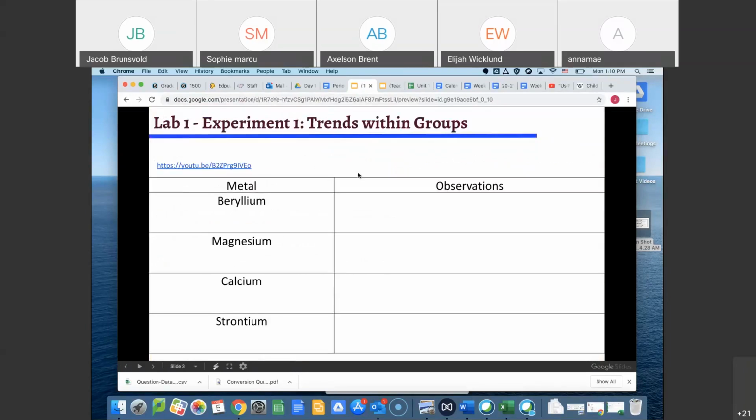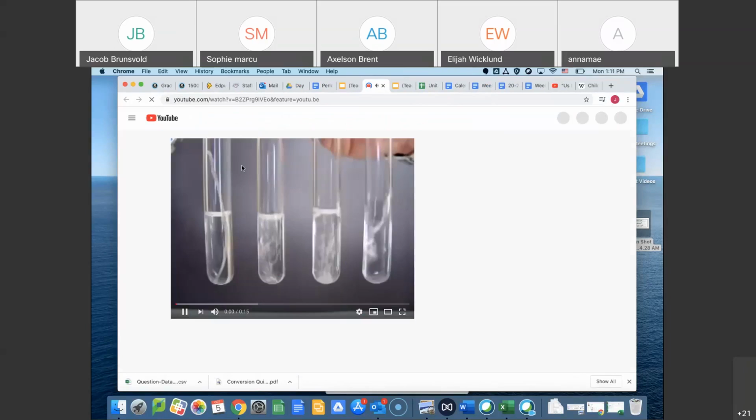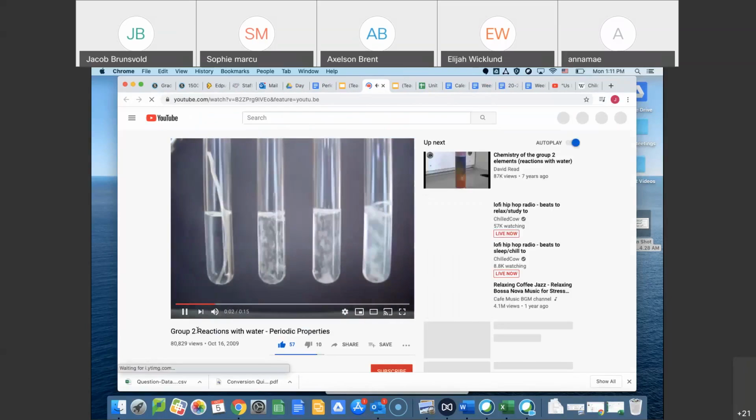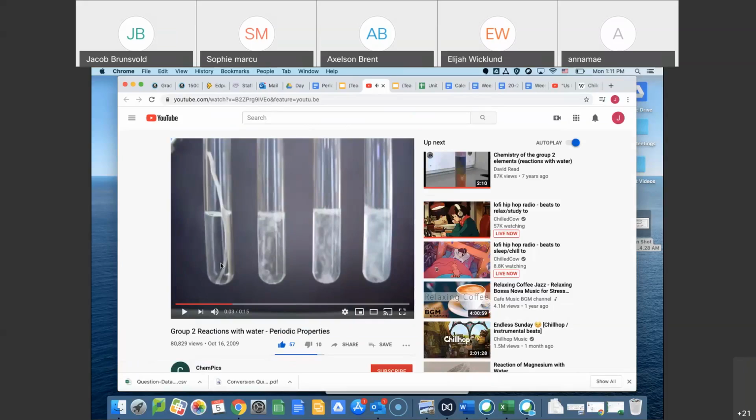Okay, so the first experiment on here was trends within groups. We're just going to watch this video real quick because it's pretty short. In this video, we have beryllium on the far left, and then it goes magnesium, calcium, strontium. From left to right, it's the same order that it is top to bottom in the table.